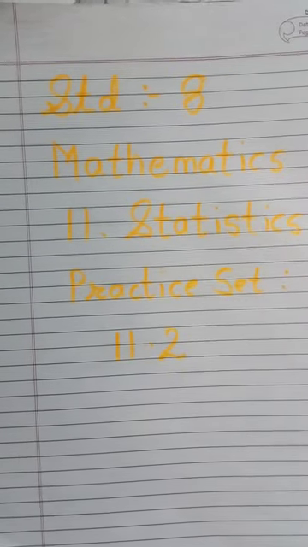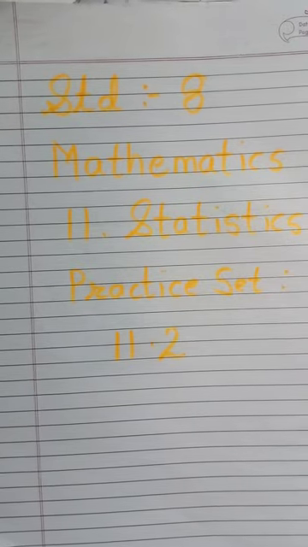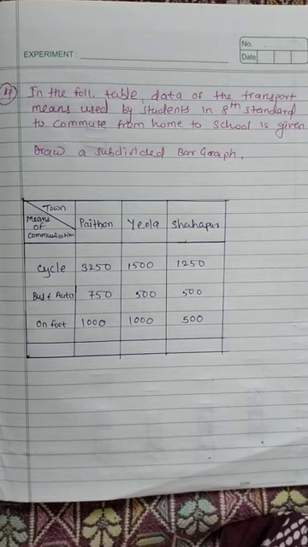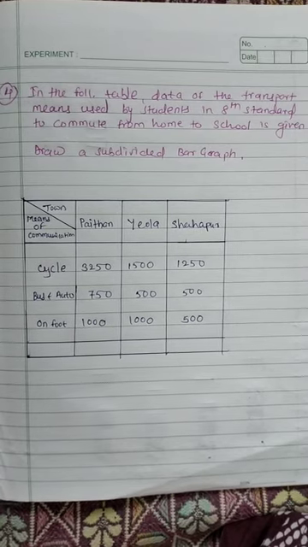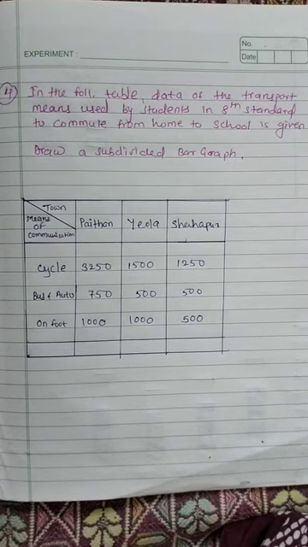Standard 8 Mathematics, 11th Lesson, Statistics, Practice Set 11.2. Question number 4. In the following table, data of the transport means used by students in each standard to commute from home to school is given. Draw a subdivided bar graph to show the data.